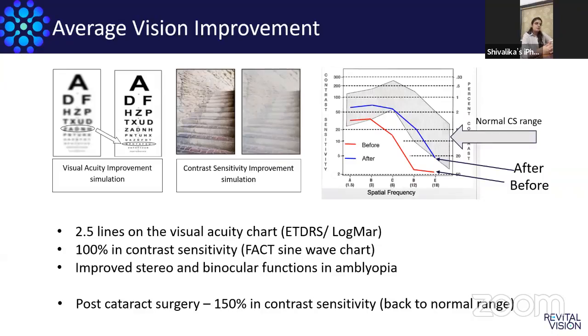and very specifically it is supposed to be a logMAR or ETDRS visual acuity chart. There is a 100% improvement in contrast sensitivity function, which can be checked by a FACT sine wave chart or a CSV-1000 chart. If you are checking contrast on a Pelli-Robson chart, you might not be able to check for high spatial frequencies, because the patient's high spatial frequencies are the ones that are most disrupted rather than the lower spatial frequencies. With improved visual acuity and contrast sensitivity, you would see an improvement in their stereo acuity and binocular functions.